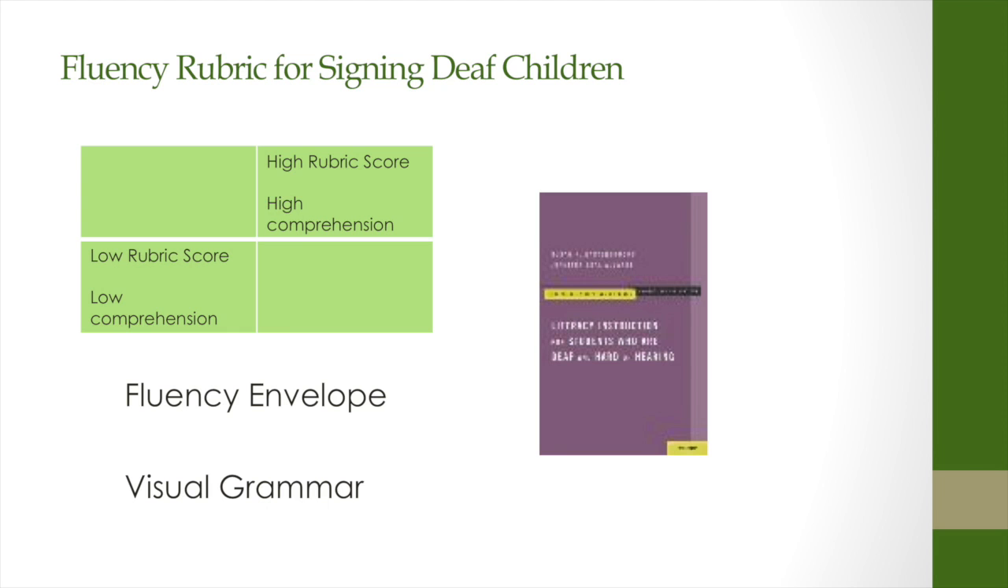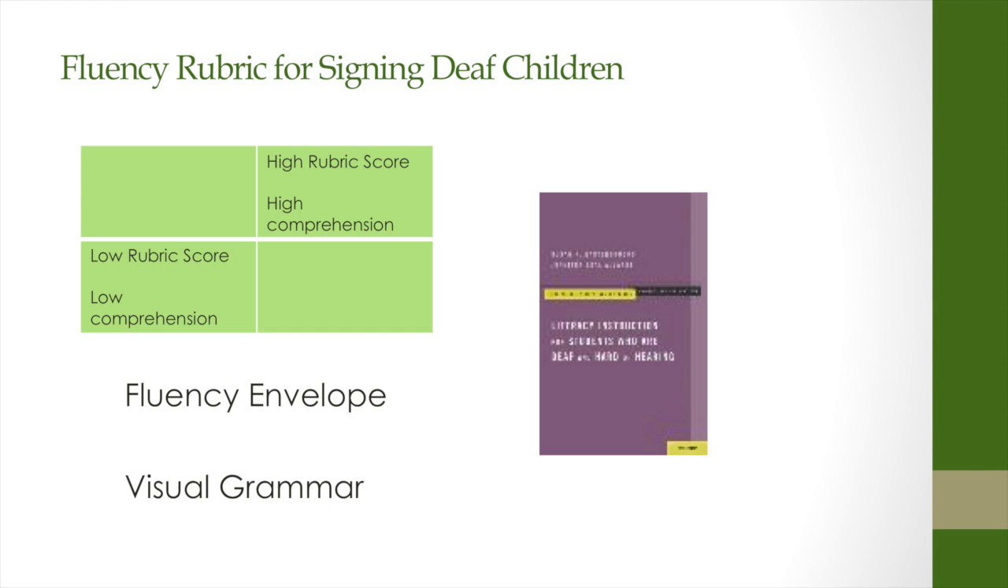We created a rubric that you can find in the book on this slide. Feel free to make a copy of the rubric from the book to use with your students. My colleague and I administered the rubric to signing deaf children and found that results on this rubric correlated with their scores on the Woodcock-Johnson Reading Mastery comprehension subtest. The children with higher rubric scores had higher reading comprehension scores.